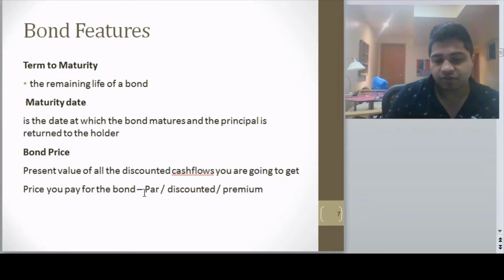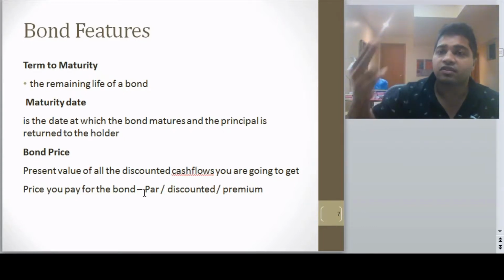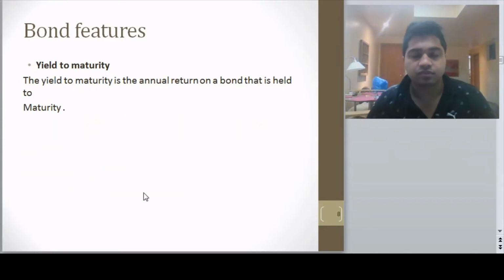In the third case, if you're paying $105 and you're going to get $100 back, you're having a capital loss. You may recover it through the coupons, but right now there is a capital loss. You're paying 105, you're getting back 100. In that case, it's called a premium. So discounted means they're issued below face value. Par means they're issued at face value or par value. And the third case, premium, means they're issued above par or face value.